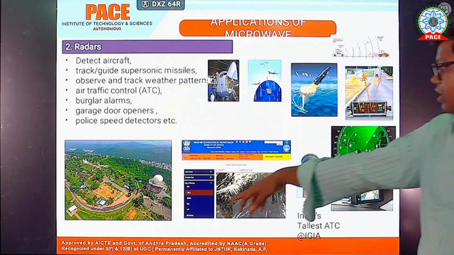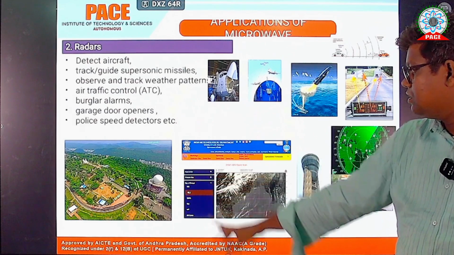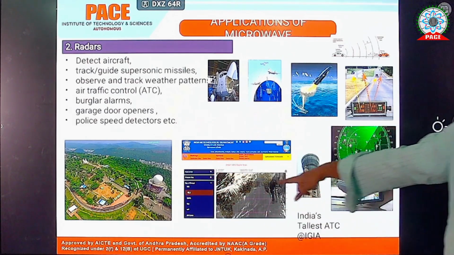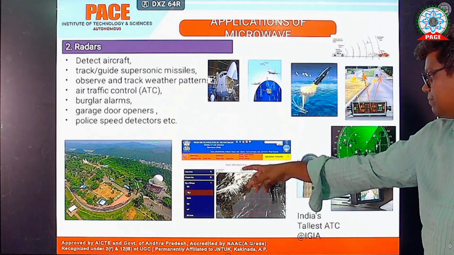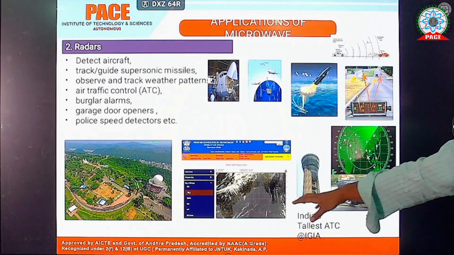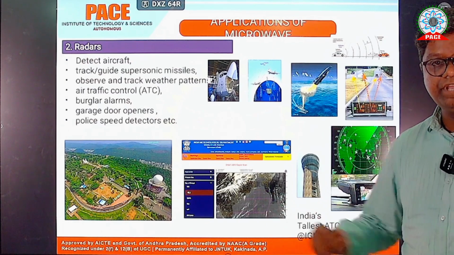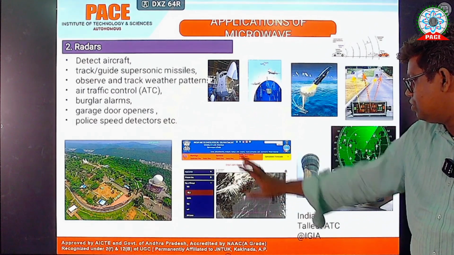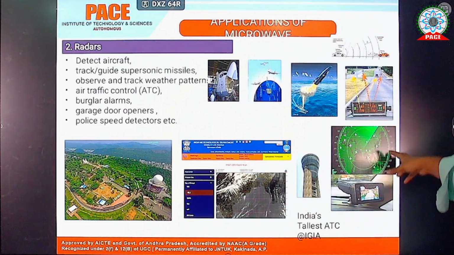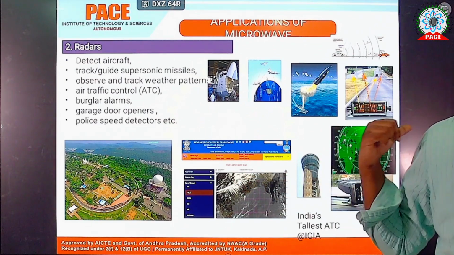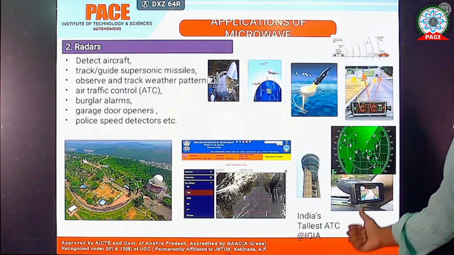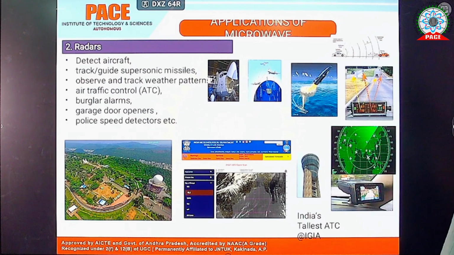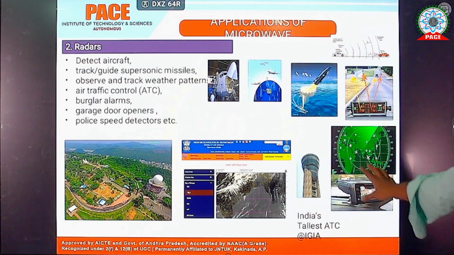So this is a radar station at Vizag. I think this is the Kailasgiri hill, and this is how the Indian Meteorological Department predicts weather patterns by using the MTI radars, which will be coming in our further units, further course outcomes. And this is how ATC, air traffic control, will be displayed here. So this air traffic control can be controlled by using the radars.